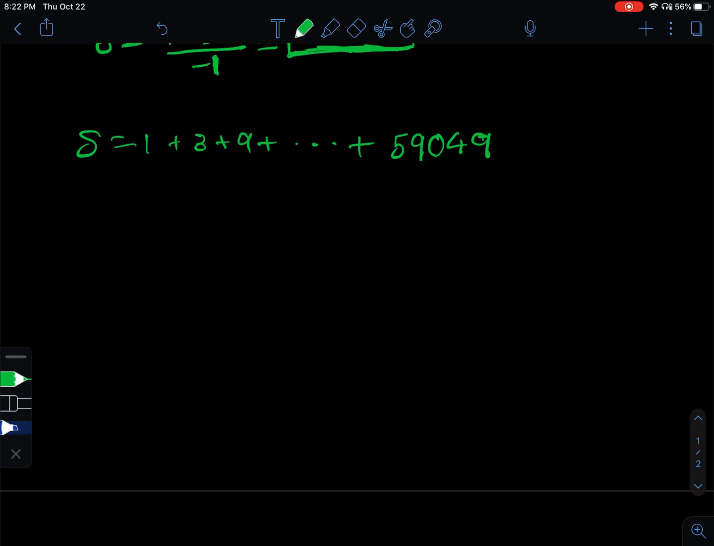I'm going to use the same logic by multiplying it by the common ratio. Remember, multiply by the common ratio. Don't multiply by 2 for everything. That's not the common ratio in every series. So here's 3s, and then 3, 9, and so on. So yeah, same technique.